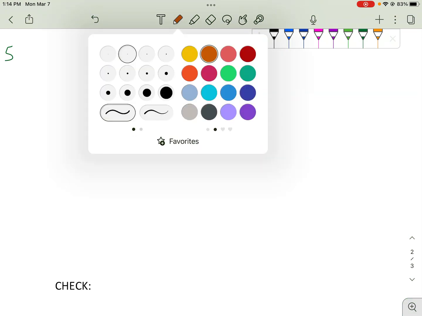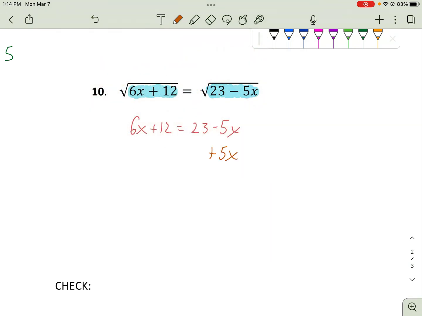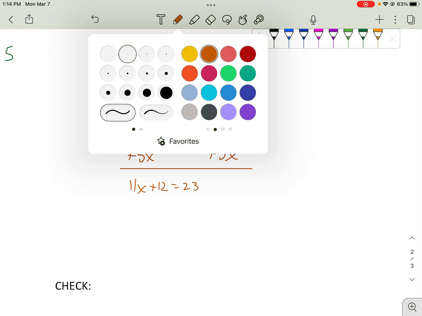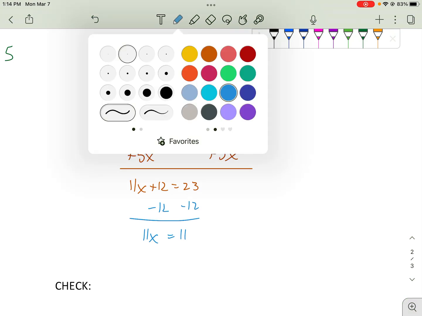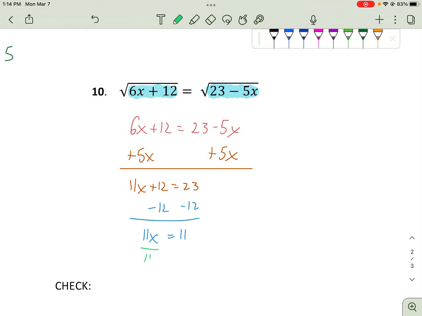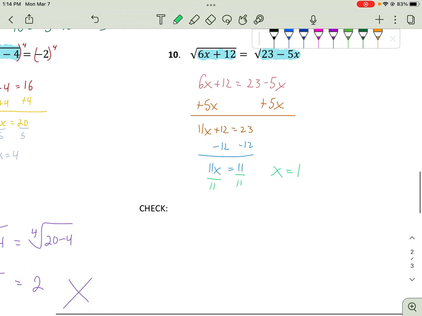Now there are different steps you can do next here. I'm going to add 5x to both sides, leaving me with 11x plus 12 equals 23. Subtract 12, 11x equals 11. And finally divide by 11, leaving us with x equals 1.